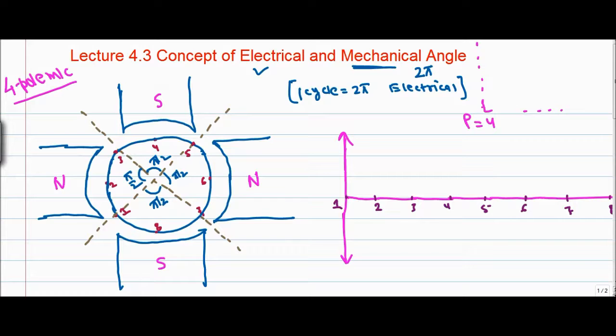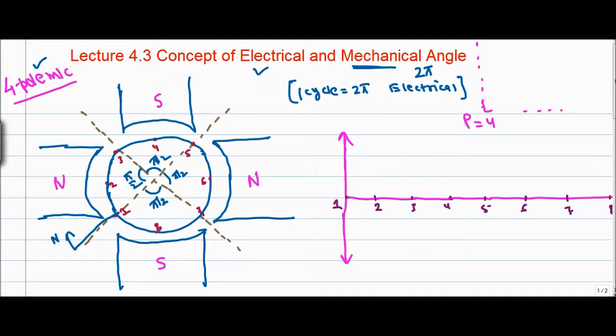For our understanding, we are assuming a 4-pole machine, and we take the starting point at this point. Let us suppose this is the rotation of the rotor, which has 8 points: 1, 2, 3, 4, 5, 6, 7 and 8.